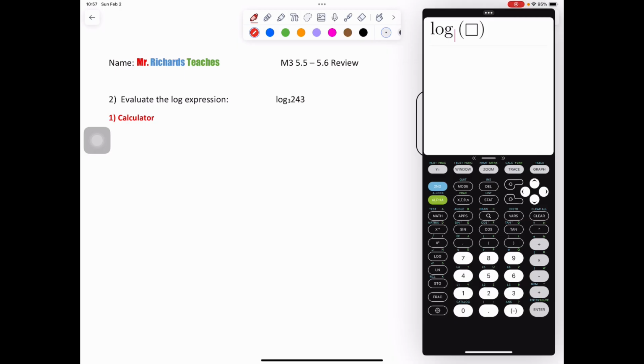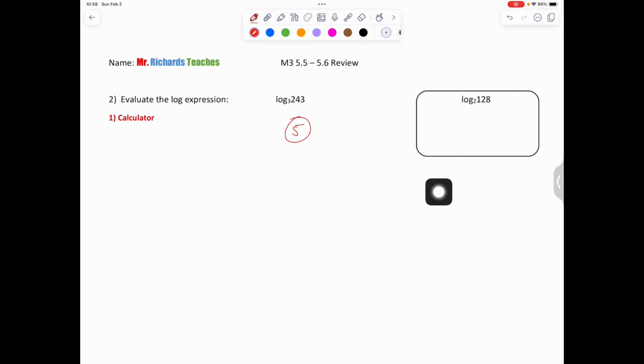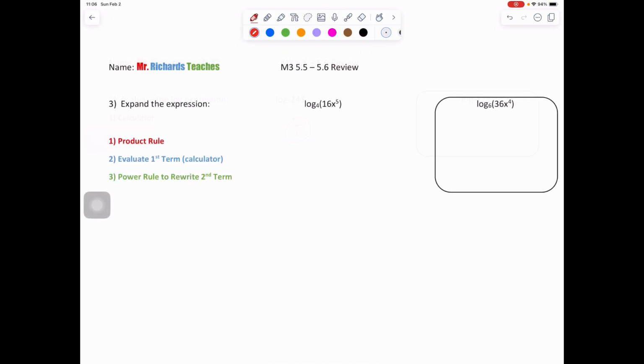Oh goodness, yes, we'll put in our 3 for our base. We will right key arrow over, type in 243, simply hit enter. Yes, our answer is 5. Let's get that calculator out of play and go ahead and give that a practice try. And we will move to number 3.